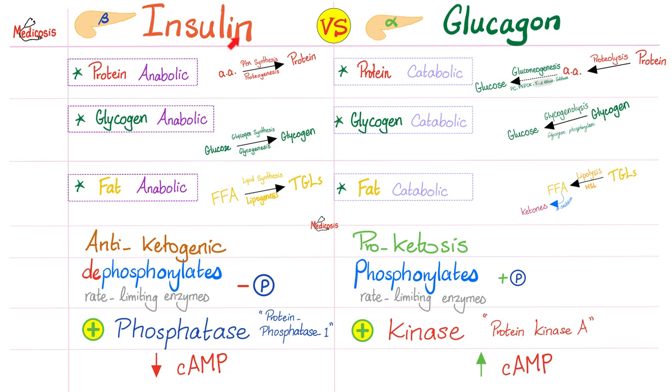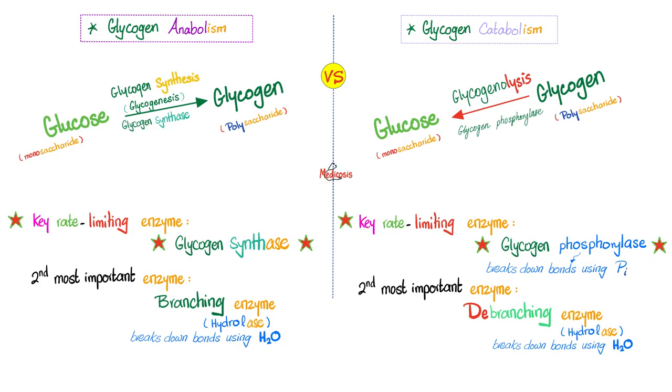How did insulin activate the former, glycogen synthase? By dephosphorylating that enzyme. But how does glucagon activate glycogen phosphorylase? By phosphorylating it. Now let's take it up a notch. Here is glycogen built up. It's the land of insulin. But glycogen catabolism is the land of glucagon.